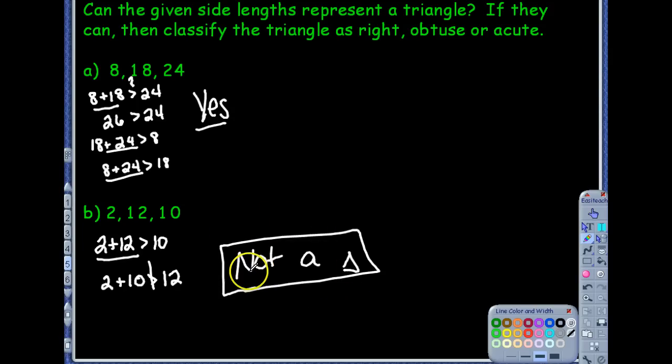I just want to make sure we understand the difference because I knew we had one of both. Now, let's keep reading the directions. It says, if they can, so this one can form a triangle, we're going to classify the triangle as either right, obtuse, or acute. Okay. So let's go ahead and classify this one.